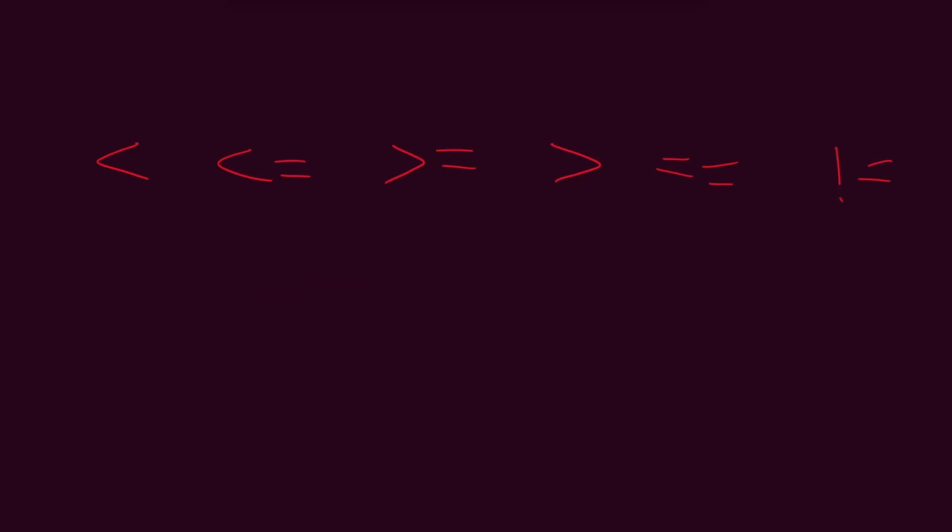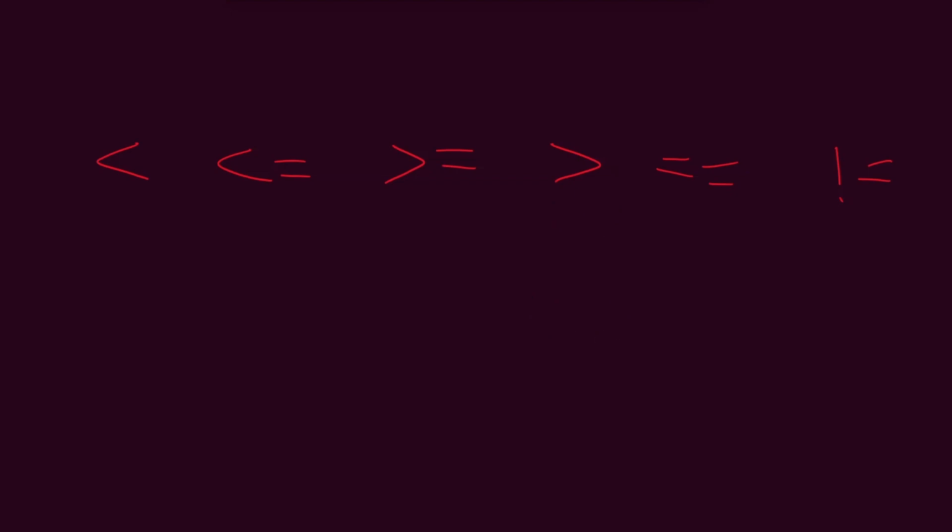So this one, it's the other way around. It checks if 5 is greater than or equal to 3. Well, that's true, so it's going to return true. And this one checks if 5 is greater than 3. Well, that's true, so it's going to return true.